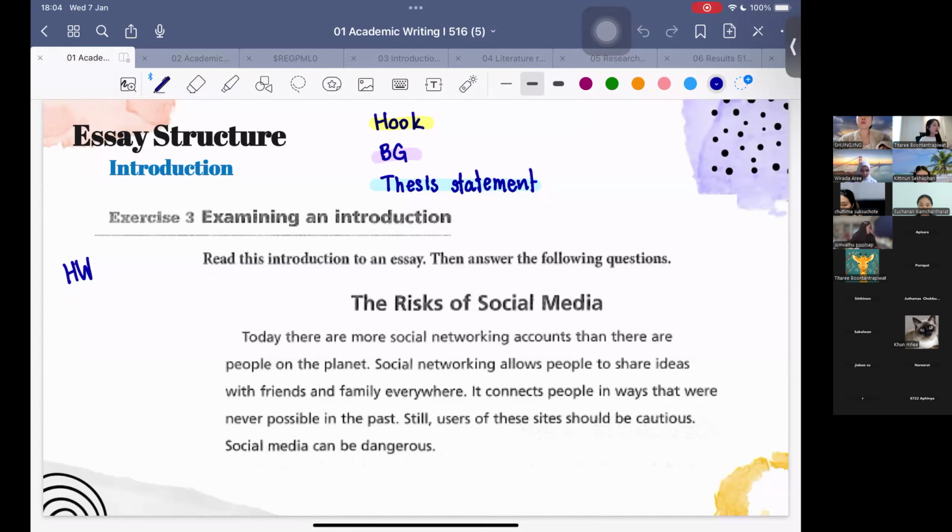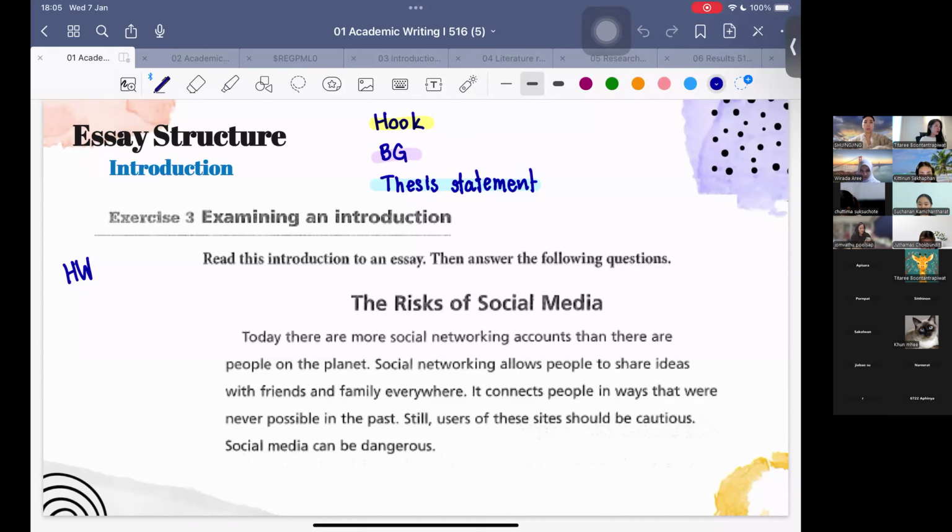So this one is to identify the different elements in the introduction paragraph. Normally when you write introductions for an essay, the introduction should be composed of a hook, background information, and the last one would be the thesis. And for the thesis statement, there are two types of thesis statements.